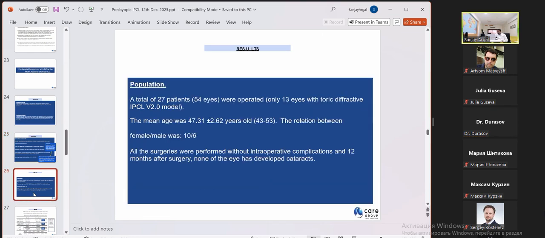So this is a study about 27 patients, that is 54 eyes. And the mean age was 47 years approximately. And the ratio of female to male was 10:6. And this is about a 12-month study.